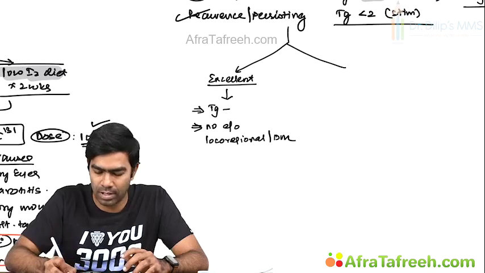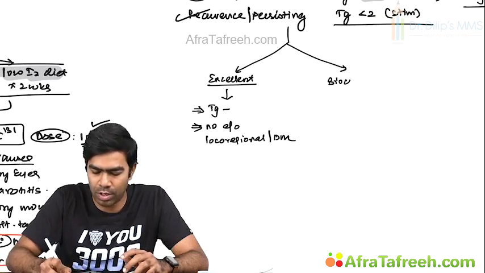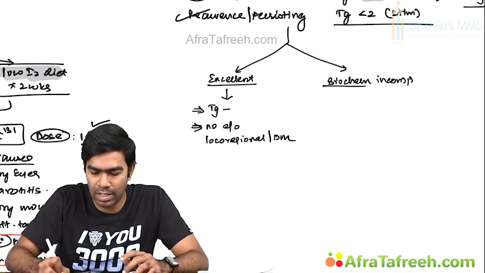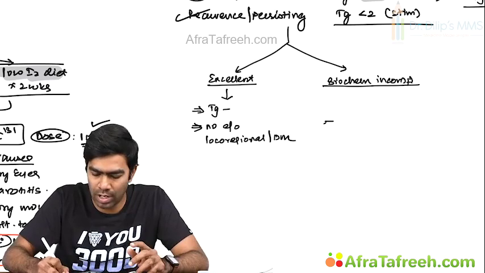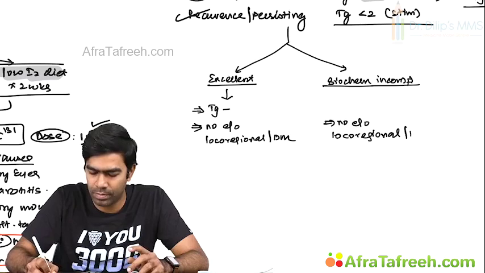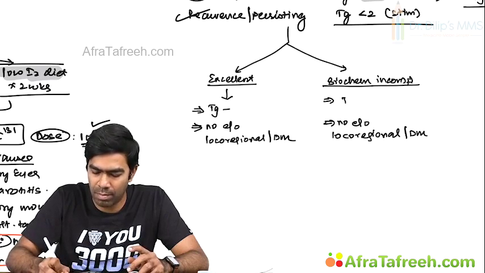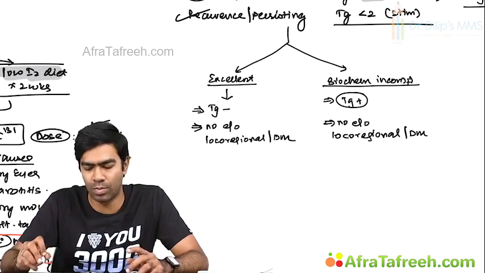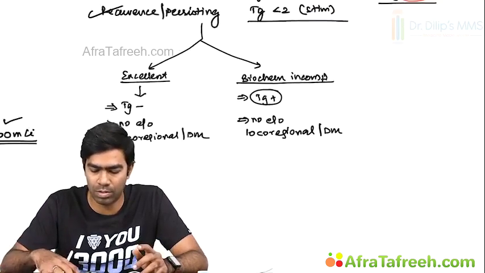Fine. Second, I can call it a biochemically incomplete response. What do you mean by a biochemically incomplete response? The patient will not have any evidence of locoregional disease or distant metastasis, but the patient will have abnormal thyroglobulin values. This is what we refer to as a biochemically incomplete response.